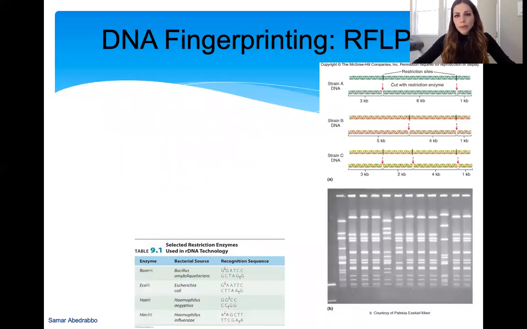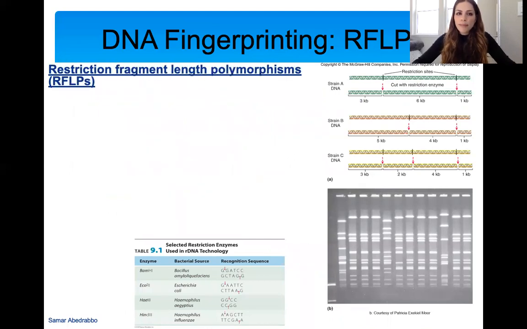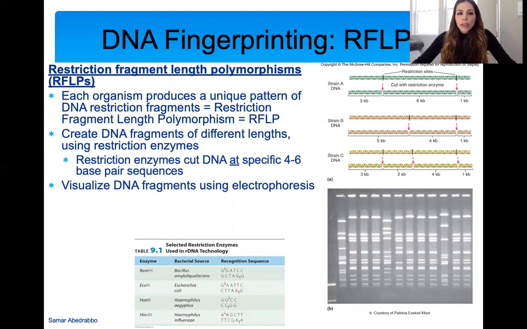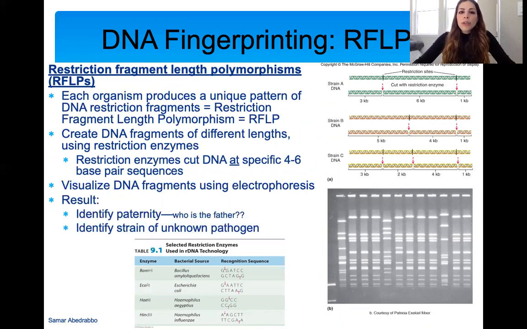So RFLP, what is restriction fragment length polymorphism experiments? When we look at organisms, they each produce a unique pattern of DNA restriction fragments. So this is why the experiment is called restriction fragment length polymorphism. If you take an organism's DNA or a bacteria's DNA, they have different DNA sequences. If you add something called a restriction enzyme, restriction enzymes are enzymes that cut. That's all they are. They cut DNA at specific sequences.